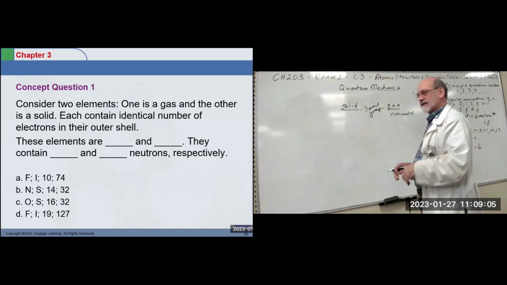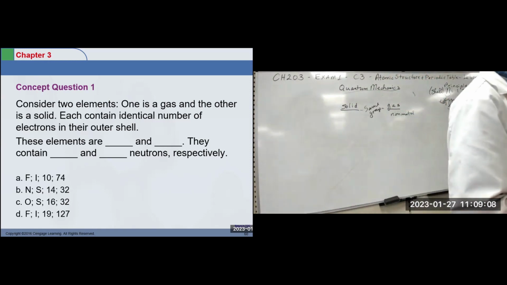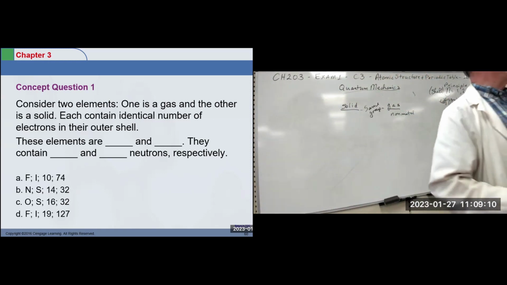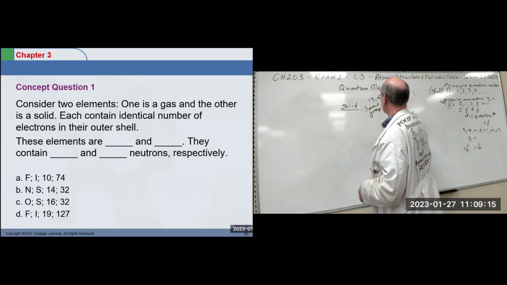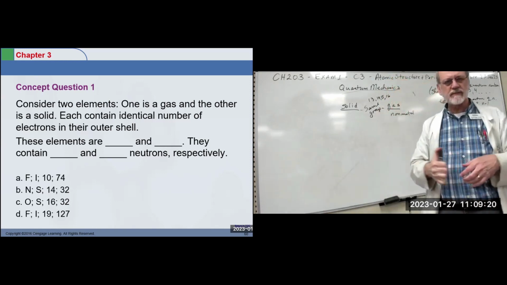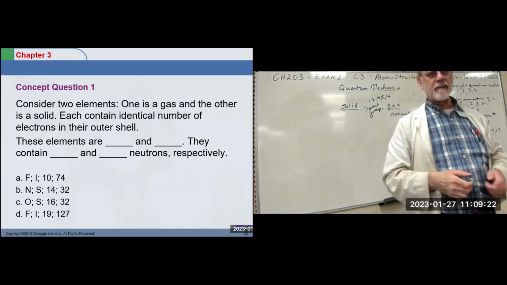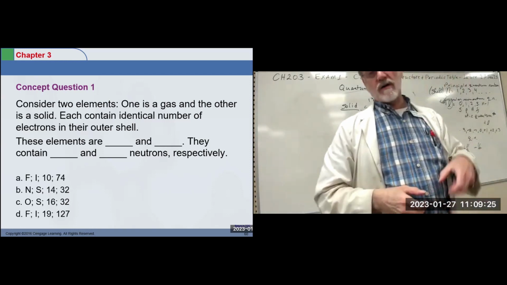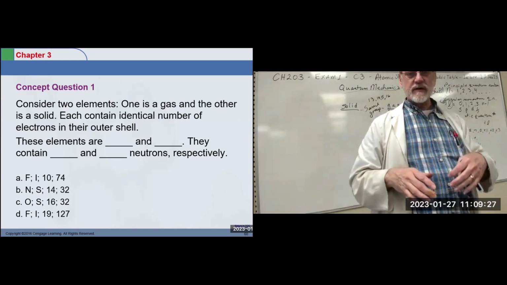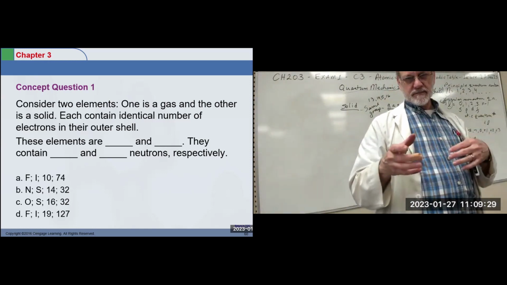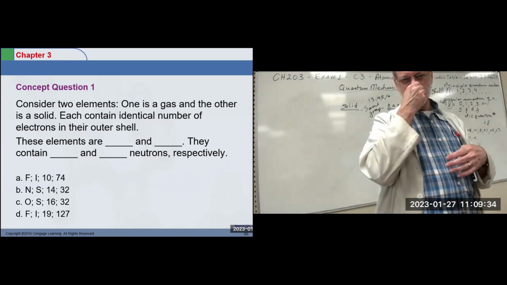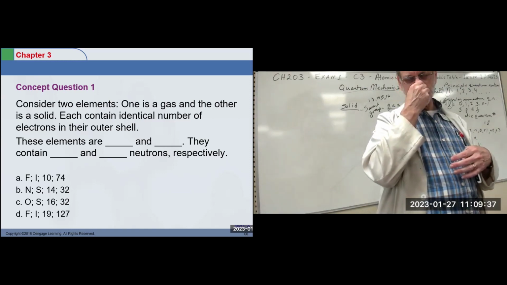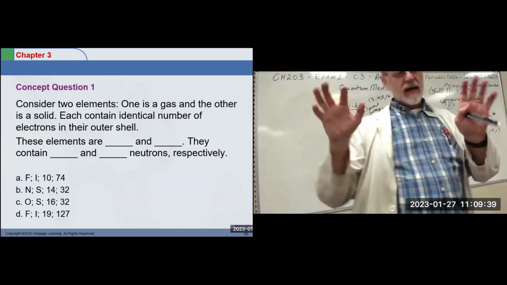All right. So let's see. Let's use 13, 14, 15, 16. So it's 13, 14, 15, or 16. One of those. It's like being a detective. These elements are, and it gives you the answers. Okay, never mind. I see.